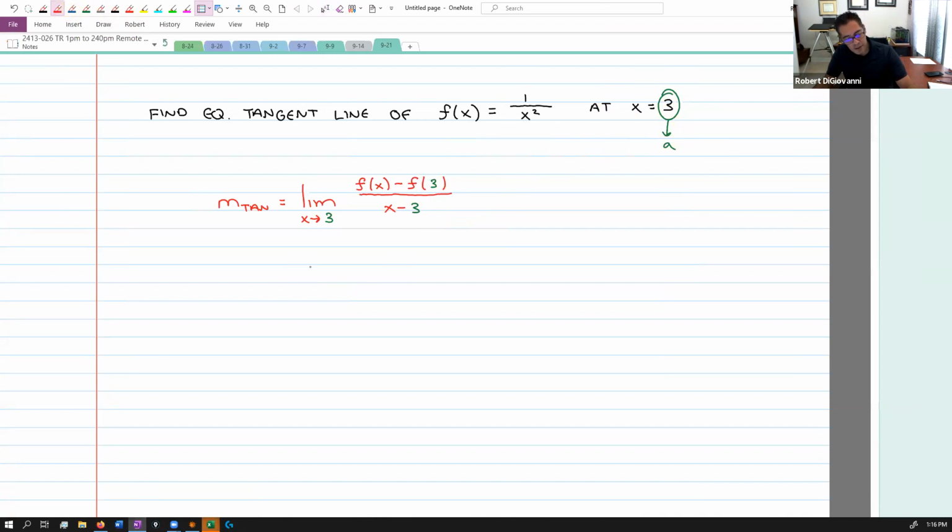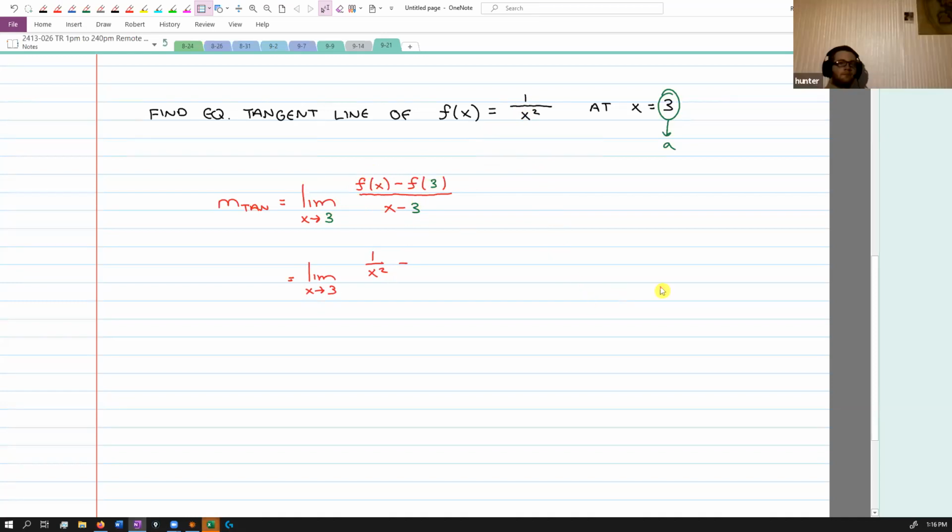Now what we do is we figure out what all these pieces are. So f of x, the top left corner of this fraction, is just the function. So that's just 1 over x squared minus, now f of 3 is what you get when you plug 3 into the function, which is what?